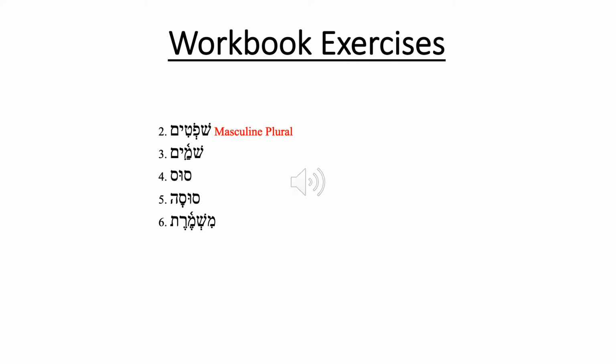What about number 3, shamayim? The mem at the end clues us into the fact that this is masculine. However, it is not masculine plural. This is not hirik yod mem. This is yod hirik mem. We have the accent on the penultimate syllable, the second to last syllable, ma-yim, which tells us that this is masculine dual, not masculine plural.